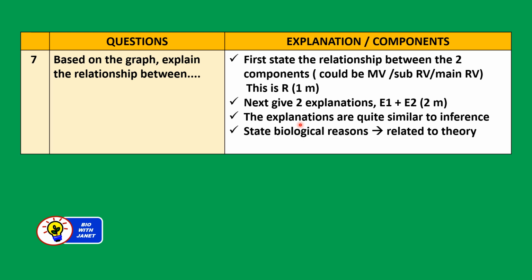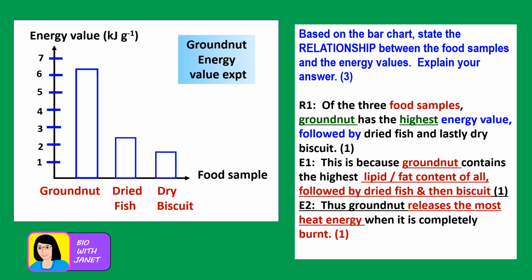Now the explanations are quite similar to the inference in some ways, that you have answered earlier. And the explanations should be based on biological reasons, or the theory of biology. So let's look at an example involving enzymes. Let's see how to explain this graph. So this is a bar chart. Read the question carefully. If you're asked to draw a bar chart, please don't go and draw a line graph. So based on the bar chart, state the relationship between the food samples and the energy values. Then explain your answer. This question comes after the drawing of the graph, and there are 3 points.